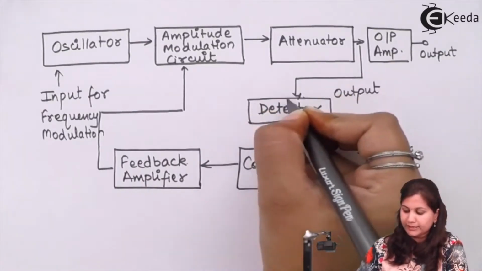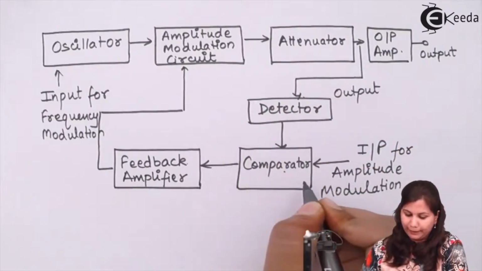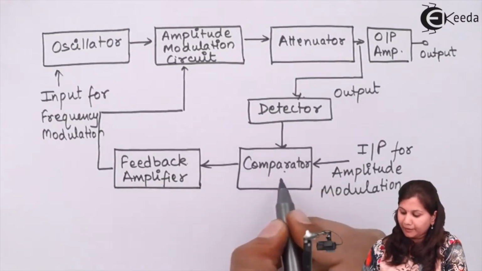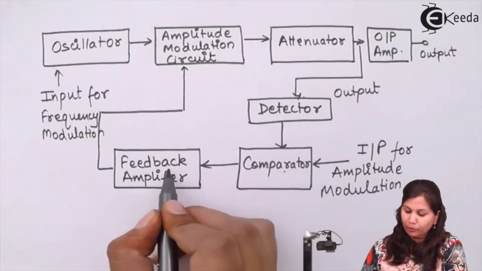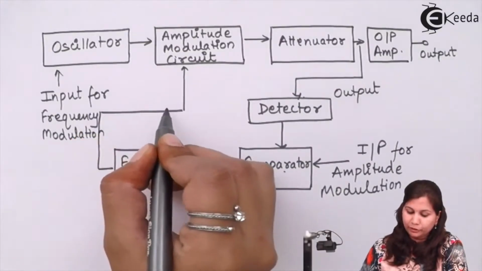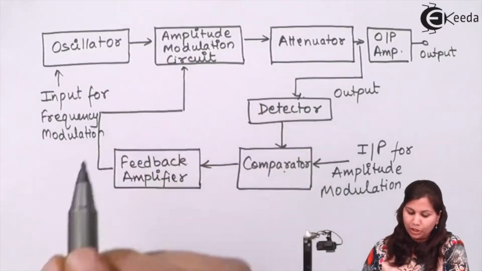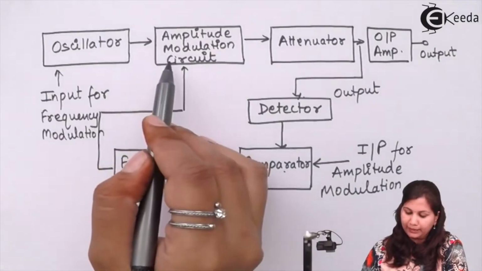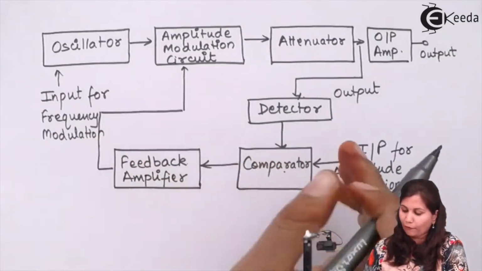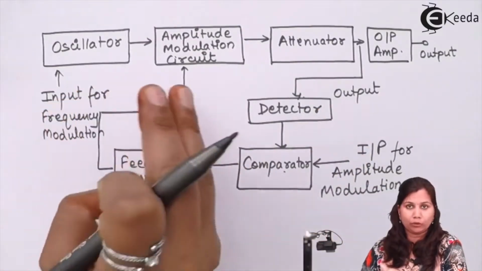The output signal is given to the detector. The detector then provides the signal to the comparator. Now the comparator compares it with the amplitude modulating input, and it is going to provide the feedback signal to this amplitude modulation circuit. After amplification, this signal is provided back, and the difference of this modulation signal from the output will be provided.